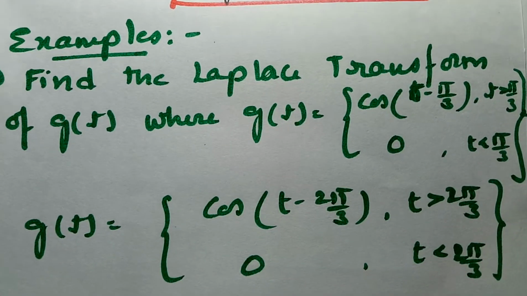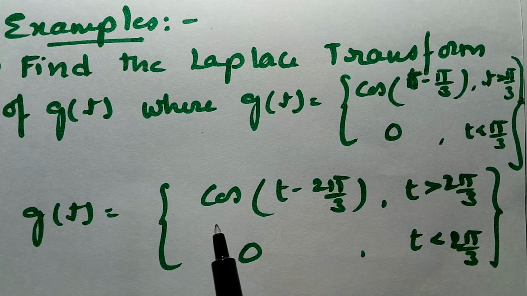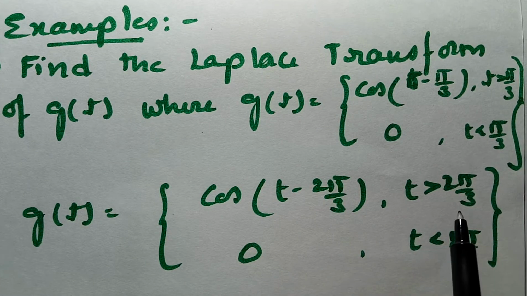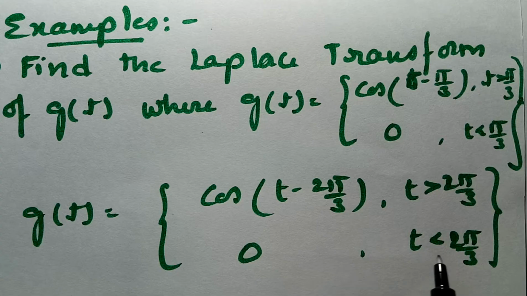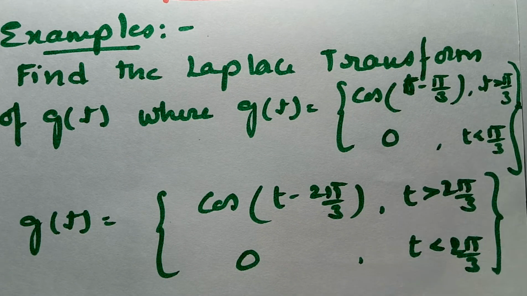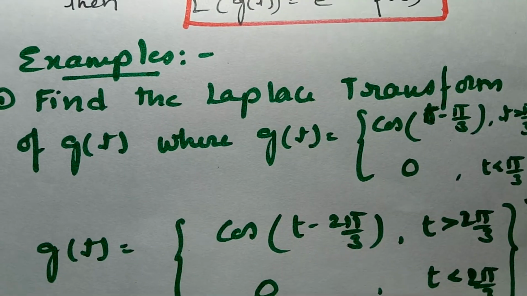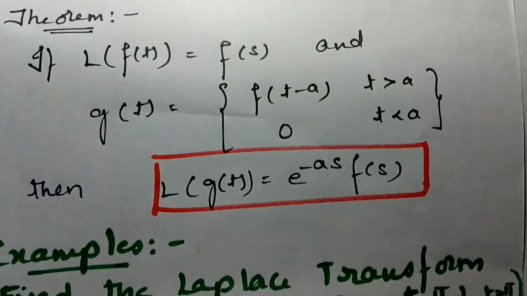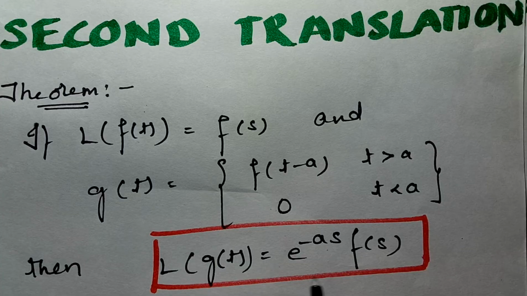And this is another question for you. g of t is given as cos of t minus pi by 3 where t is greater than 2 pi by 3, and 0 if t is less than 2 pi by 3. These are the questions which I have selected from previous question papers, the most important questions. So I'll solve them for you using this second translation theorem.